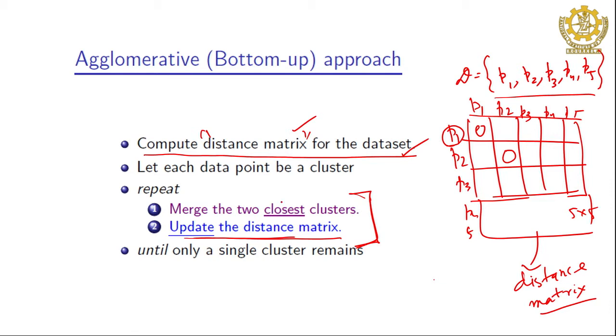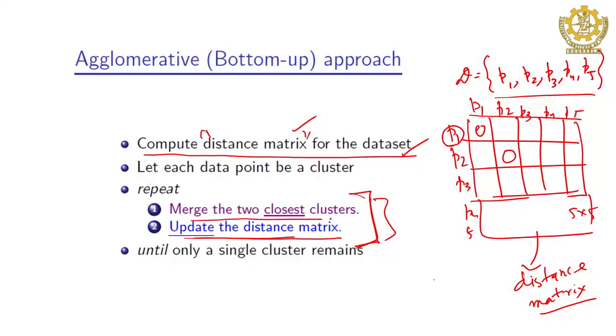And we have to repeat this step. What are those steps? Merge, at each step, the two closest clusters. At each step we are merging two closest clusters, which means at each step we lose one cluster. Initially there are n clusters. When you merge the two closest clusters, the number of clusters reduces to n minus 1. In the next step it will be n minus 2, then n minus 3, and then you reach a point where the number of clusters is 1. That is the agglomerative approach.